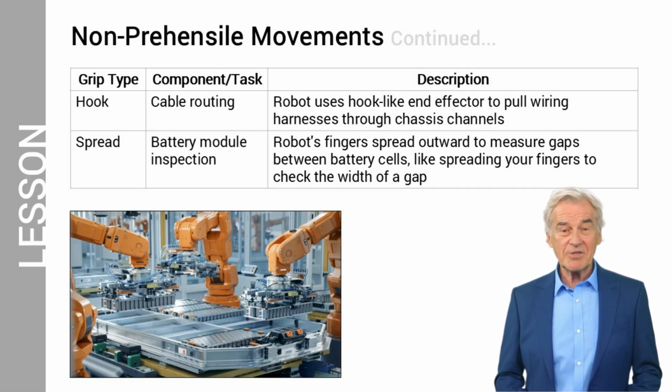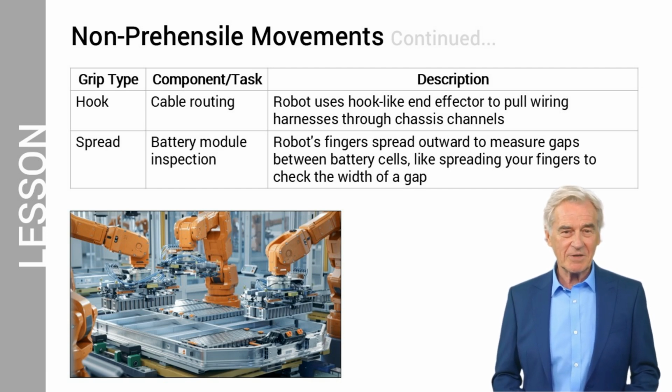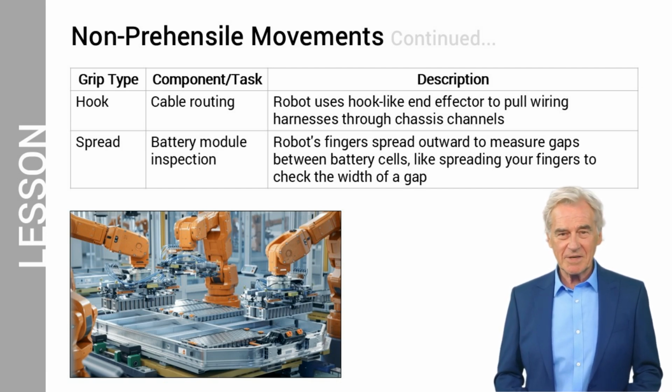Here are 2 examples of non-prehensile movements in EV manufacturing, where robots manipulate or inspect components without grasping them. In cable routing, robots employ a hook-like end effector to pull wiring harnesses through chassis channels. For battery module inspection tasks, robots utilize a spread movement, where their fingers extend outward to measure gaps between battery cells, similar to spreading your fingers to check the width of a gap.